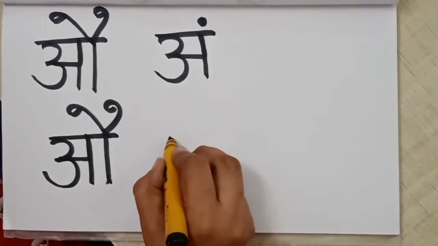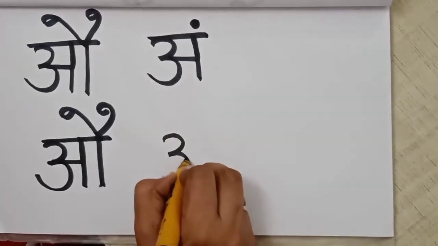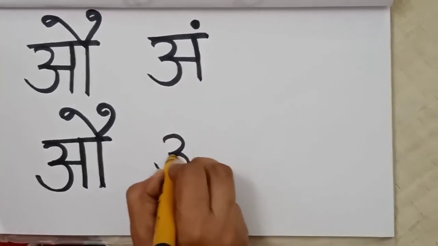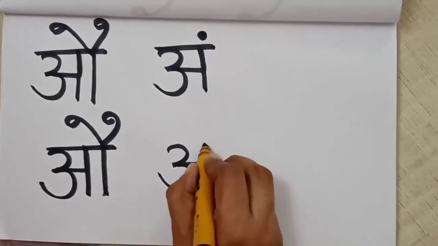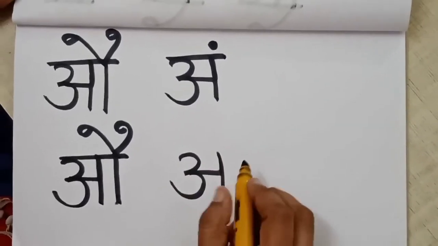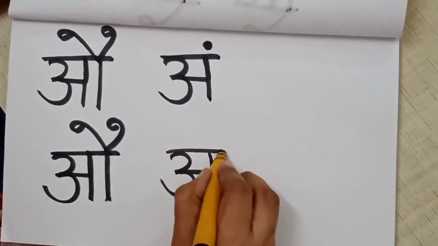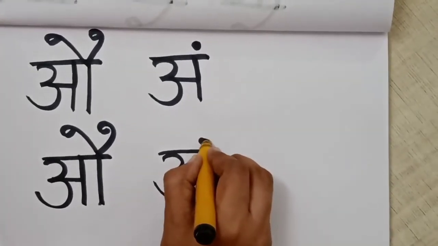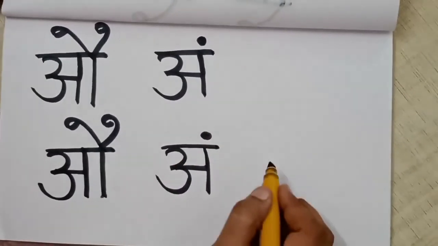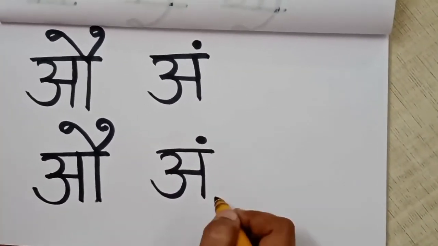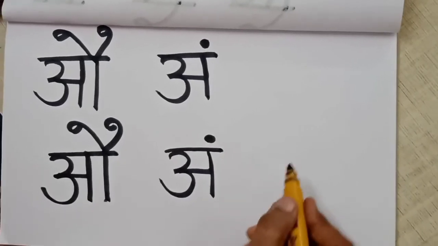Let's see again. Put one small curve, again one more curve. From the middle one sleeping line, go up, bring it down, up a sleeping line, and then up one small dot. Ang se, Angur. This is letter Ang se, Angur.